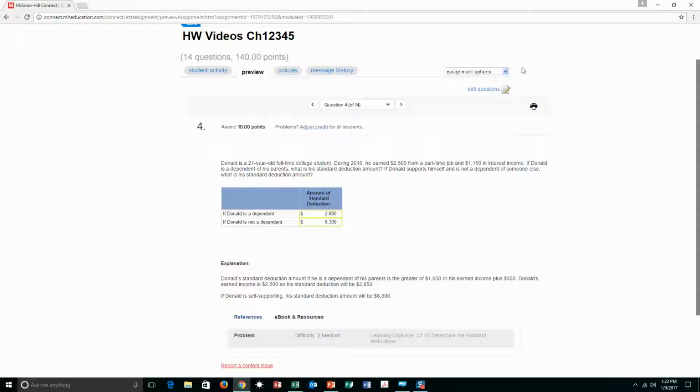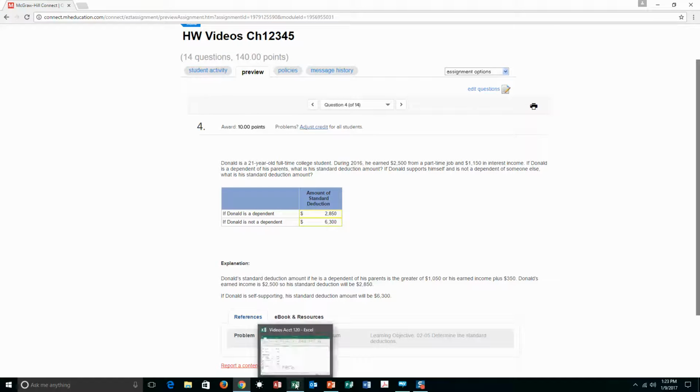Now here's the real meat of what we're talking about as far as doing the homework. Donald's a 21-year-old full-time student. There's his earned income. And remember, that's different than income that comes from things like interest or dividends. His earned income is $2,500 for a part-time job. His interest income, or not earned income, is $1,150. If Donald is a dependent of his parents, so his parents are taking that $4,050 exemption, what is his standard deduction amount? If Donald supports himself, he is not a dependent. So first of all, what is it if he is a dependent?